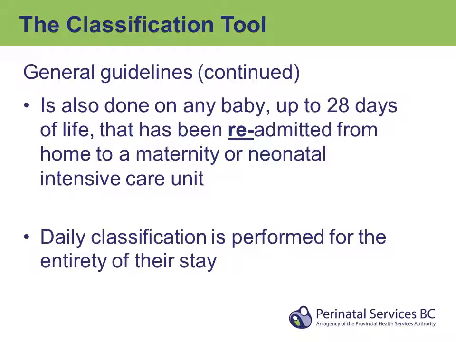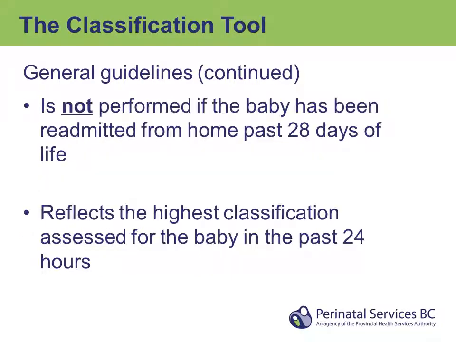Once admitted, daily classification is then recorded daily until discharge. Therefore, if a baby is readmitted at 5 days of life and happens to remain in hospital until he or she is 36 days of life, for example, that baby should continue to be classified even though he or she is past the 28 days because readmission occurred prior to 28 days. Classification would not be performed if the baby has been readmitted from home past 28 days of life.